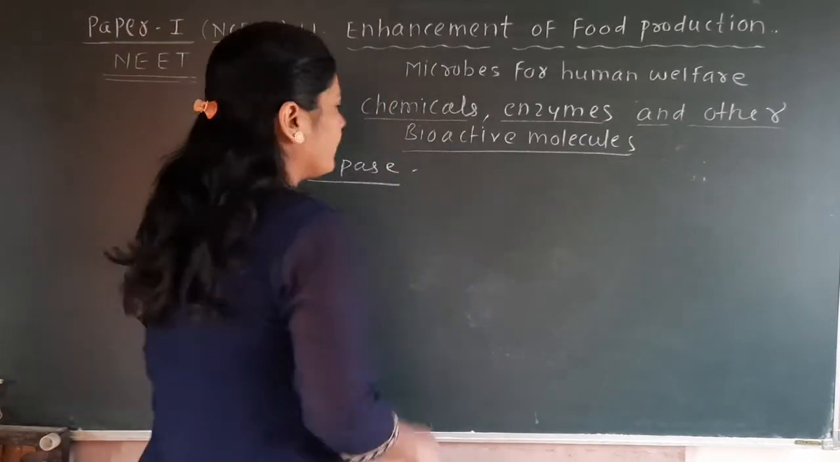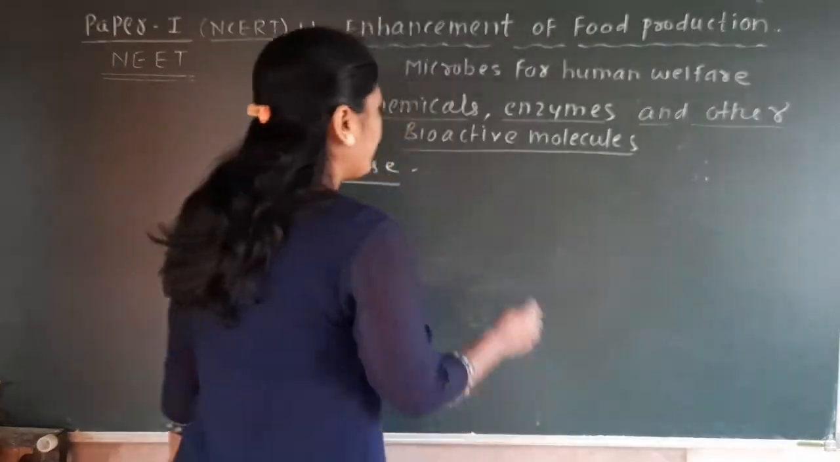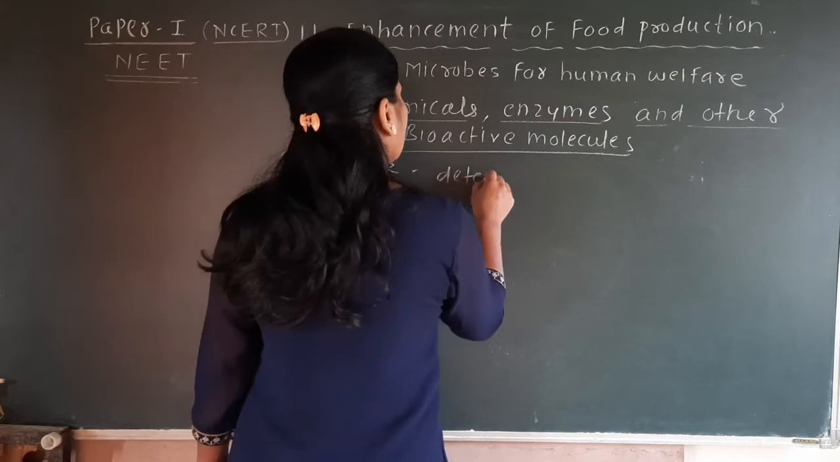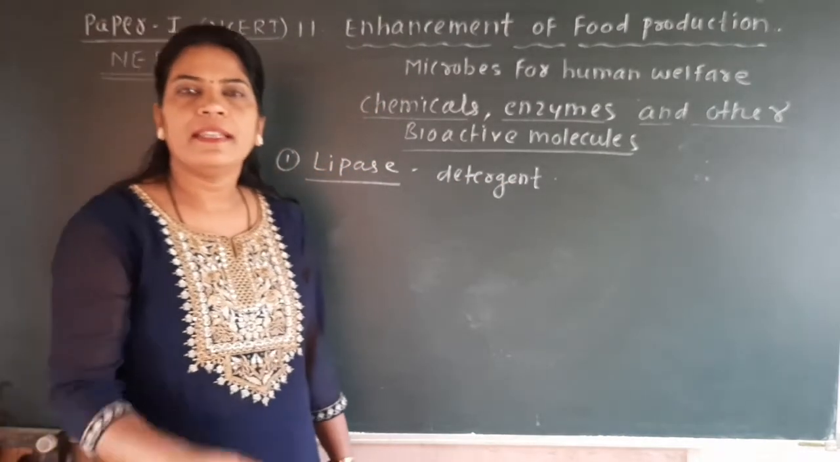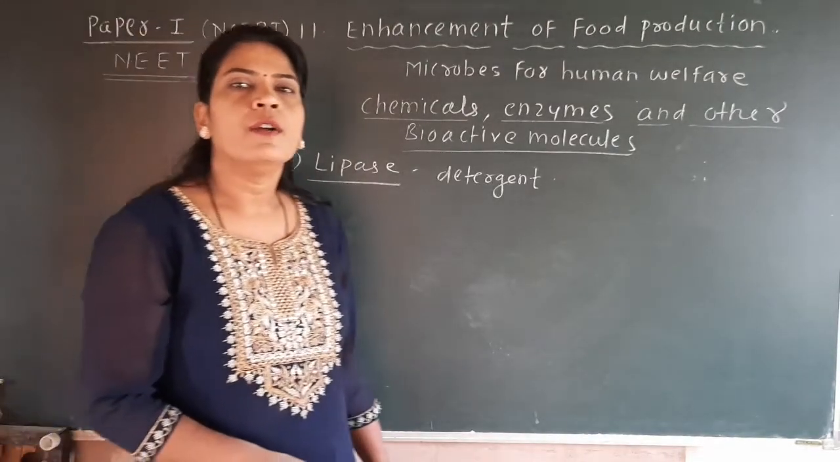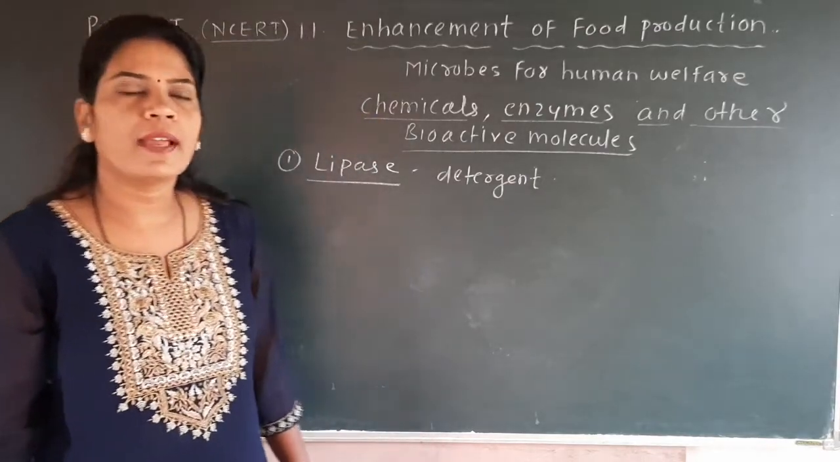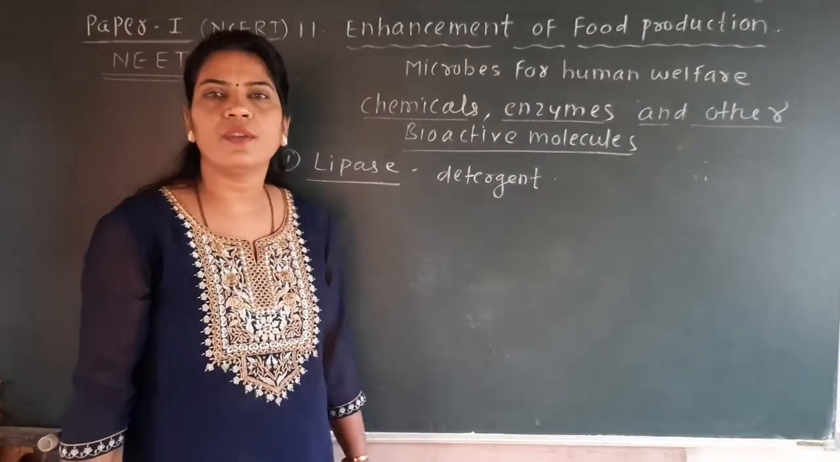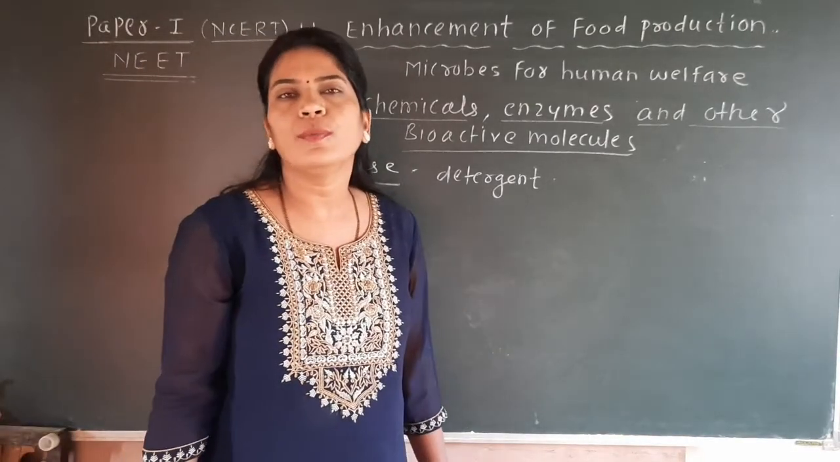First enzyme is given, that is a lipase enzyme. You have seen that this lipase enzyme is used in detergents, because they have the property to remove oily stains, and to bring brightness to the cloth or fabric. That's why these are used in the detergent to remove the oily stain. They are also used in the laundry to remove the oily stain.